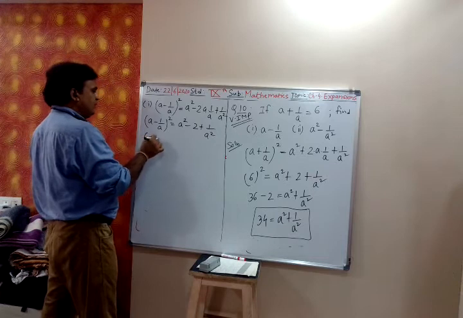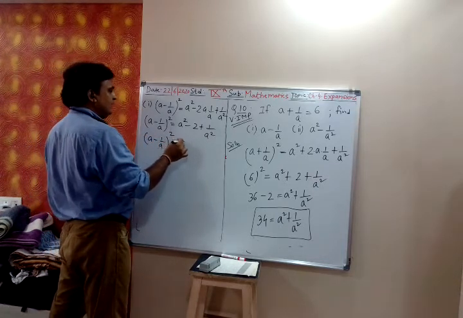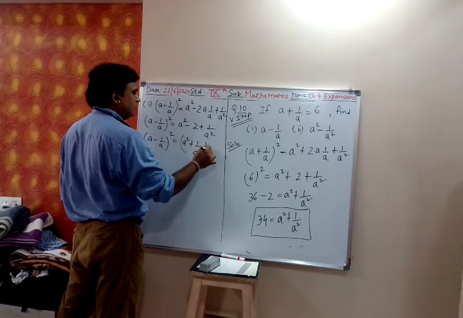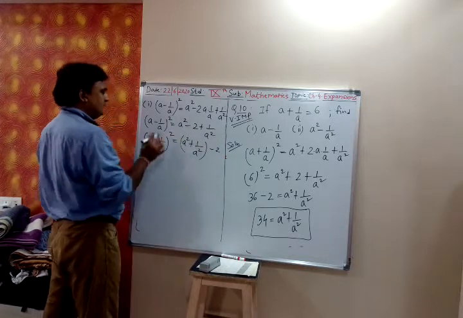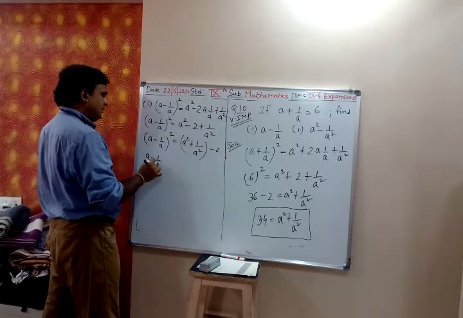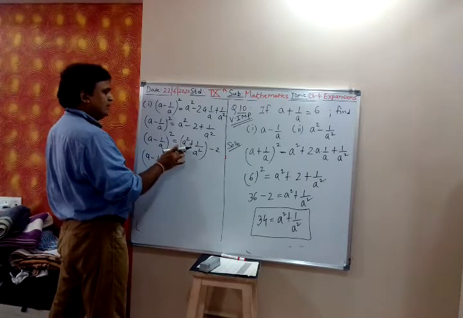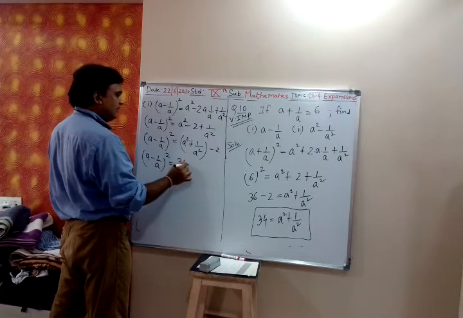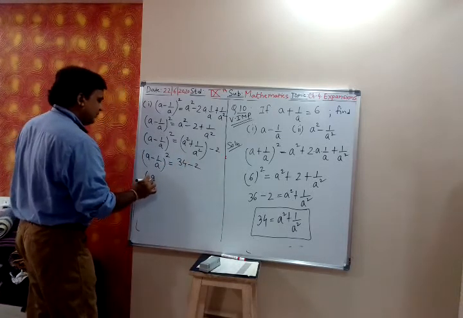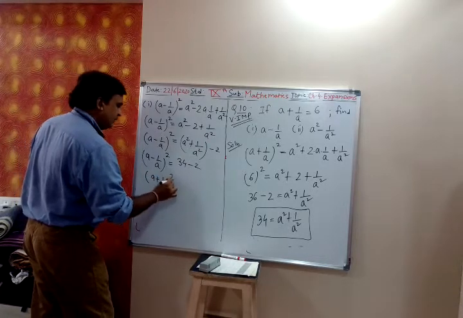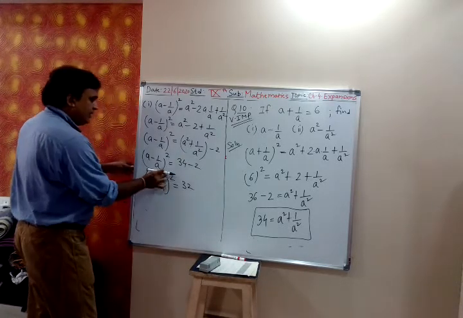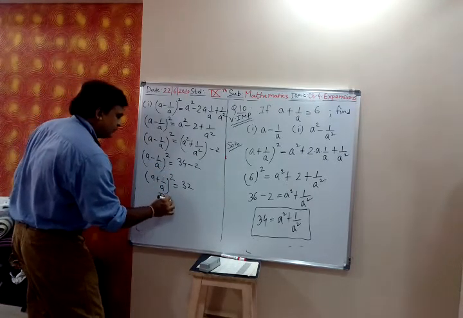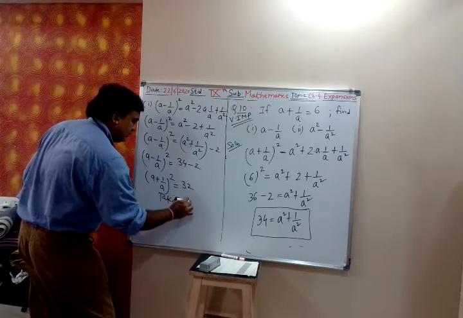So a minus 1 upon a whole square is a square plus 1 upon a square, then minus 2. What is this value? A square plus 1 upon a square is 34. So this value is 34 minus 2. So a plus 1 upon a whole square is 32. Now it is a square, so I will take square root.